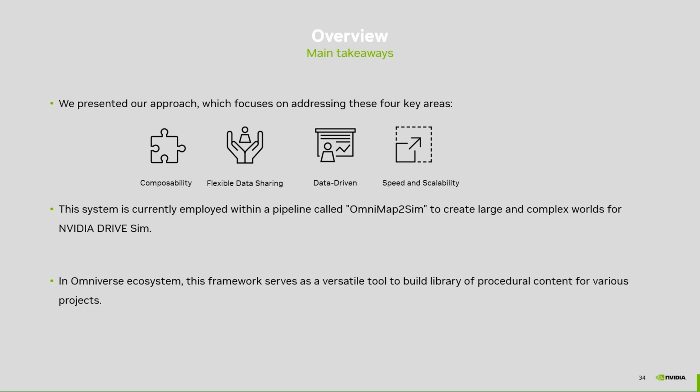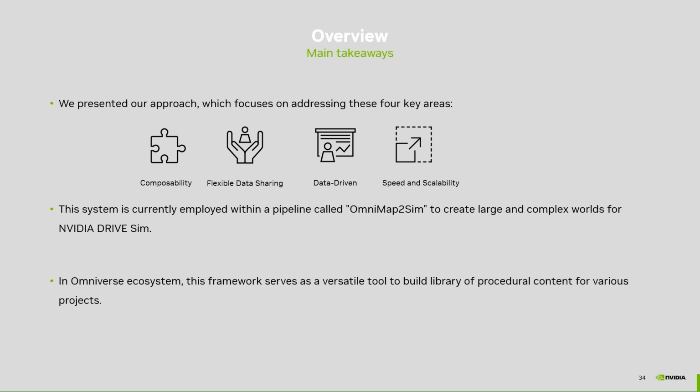All right. So let's give an overview of what we talked about today. There are four key pillars that we want to maintain with the way we build our procedural asset library. We need to build assets that we can compose together and make complex structures. We need something that is shareable, that can be used, that is data-driven, because data will be the thing that dictates the complexity of our world, and it needs to be scalable and performant.